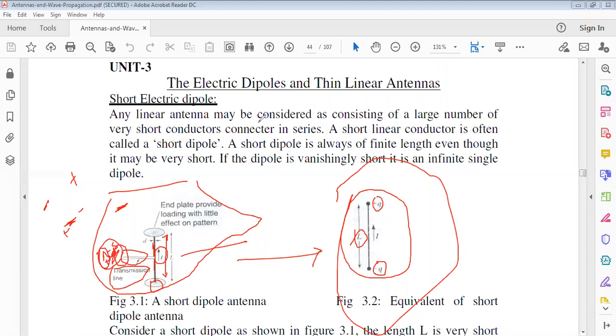That is unknown. That's why if a dipole is vanishingly short, in the sense that L is much less than lambda by 2. To calculate the parameters of those antennas, we have to organize those antennas as differential elements. If the length of the differential element is finite, but how much is that finite, how much is it finite?